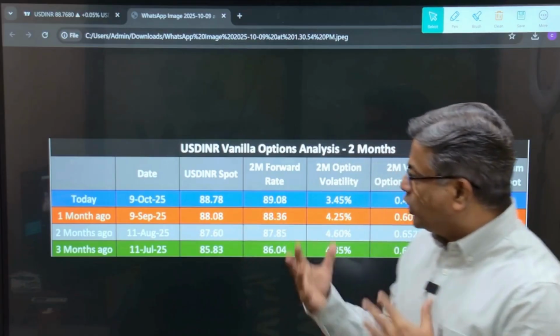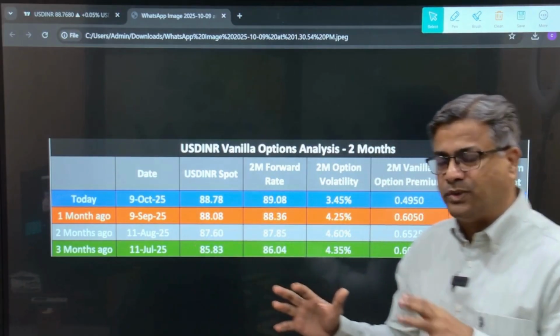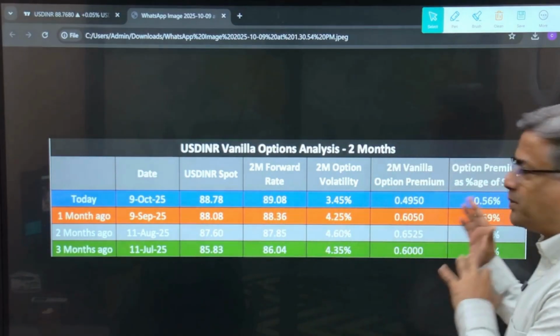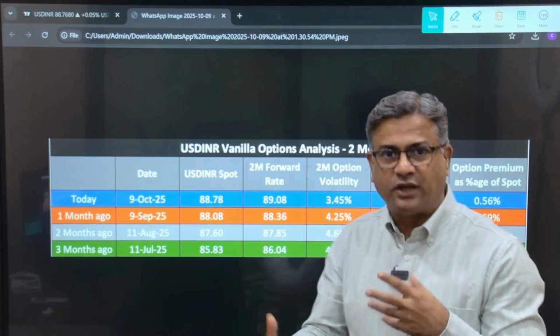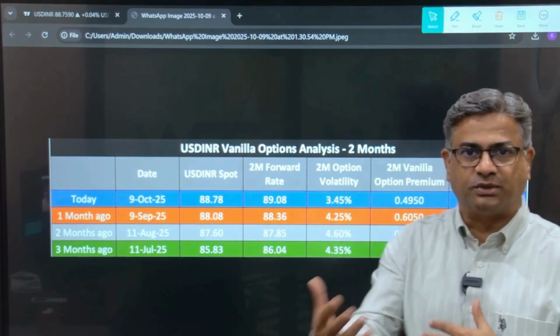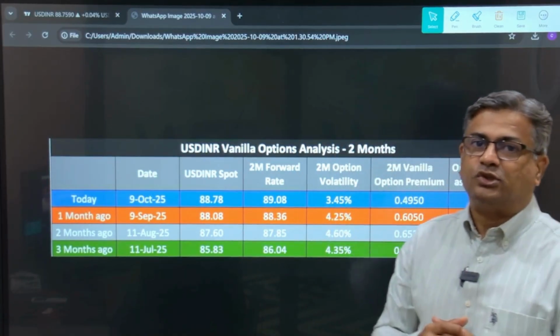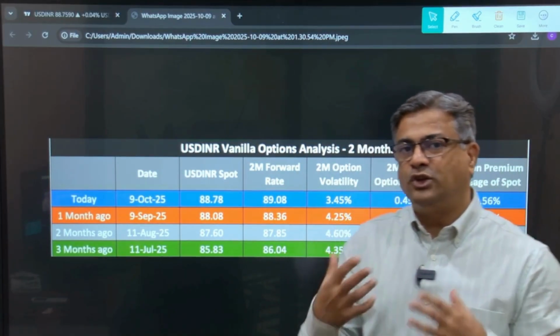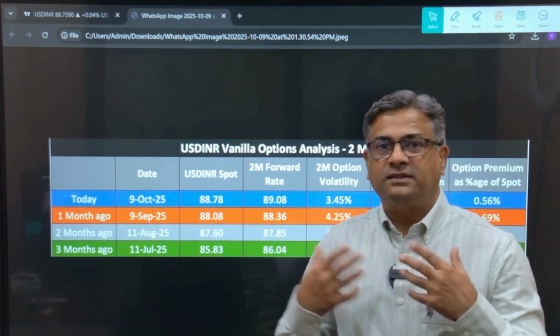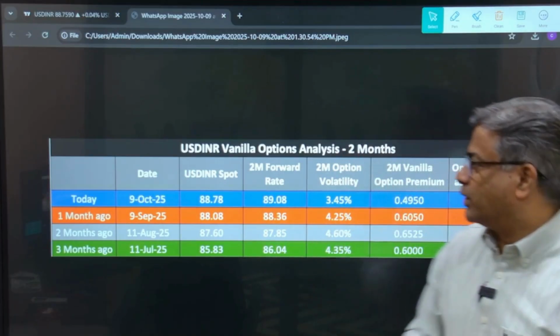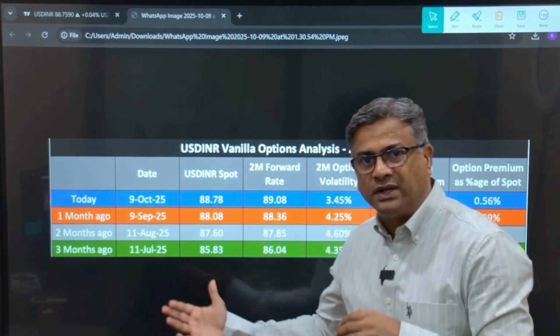Now look at this data. What I have tried to do is I have computed the vanilla option premium. All of us know that if you take a vanilla option, you have to pay an option premium, and that is the hedge cost. That is the cost that we need to pay. So since it is a cost, we need to look at how to reduce that cost as much as possible. So we looked at 4 different cases.